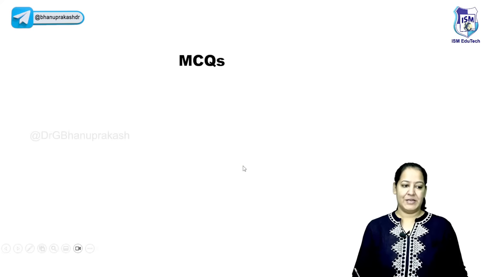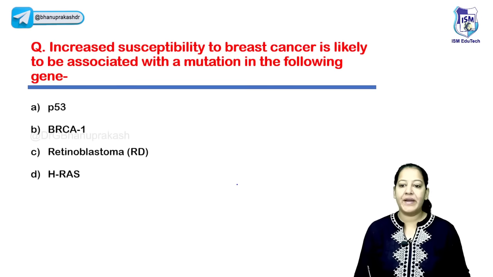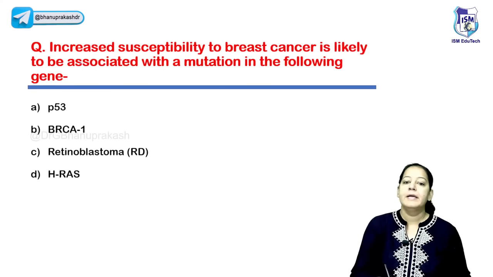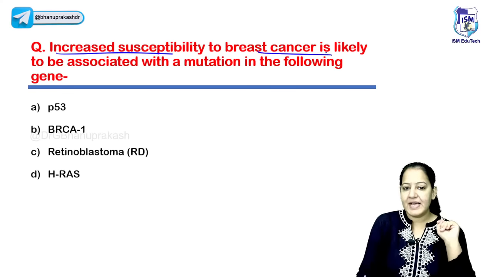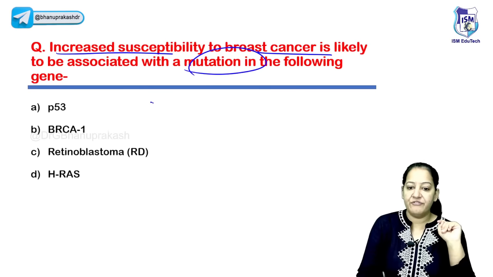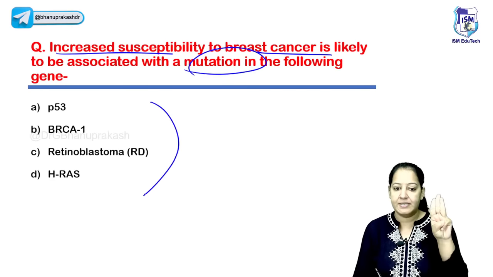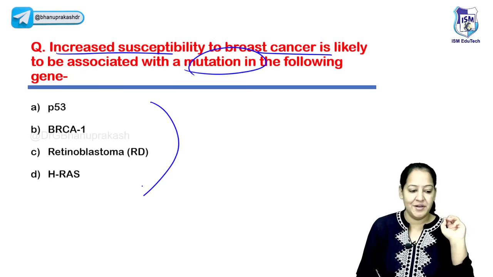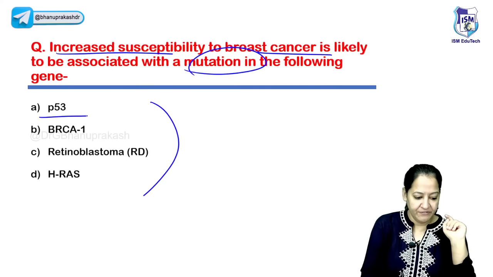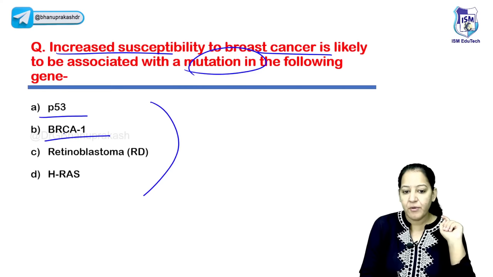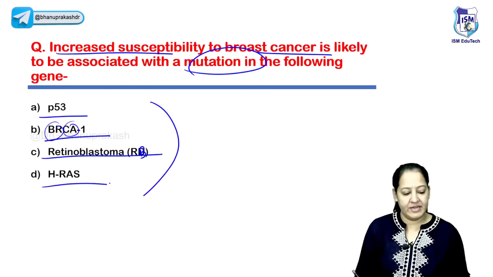Before that, we will solve some MCQs. The first question is in front of you. Read the question and tell me the answer. Increased susceptibility to breast cancer is likely to be associated with mutation of which gene? I told you the three genes which are mutated in breast cancer. What is your answer? Is it P53? Is it BRCA1? What is the full form of BRCA? Breast cancer 1. Is it the retinoblastoma gene or is it the HRAS gene? Which gene?